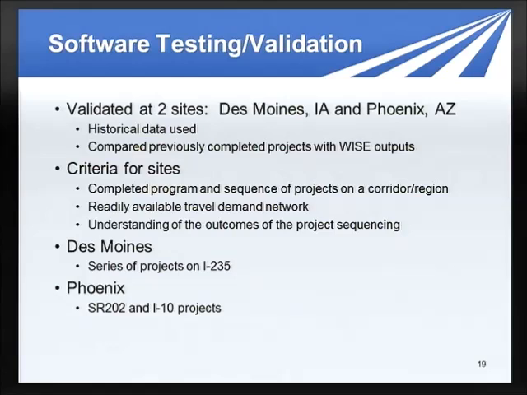So to move to the last part, they did some testing and evaluation. There were 2 sites that were done for the initial testing and validation. That was in Des Moines, Iowa, and the Phoenix area. So this used historical data.